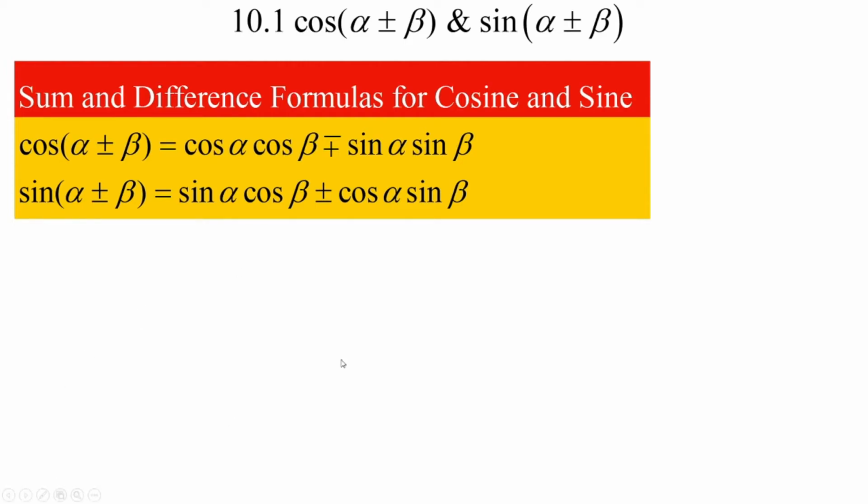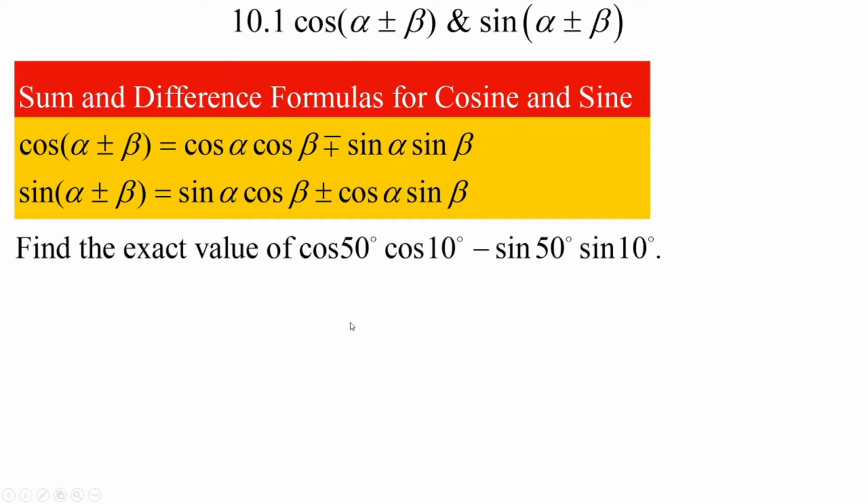All right, so now what are they going to do for us? Okay, we're going through the back door this time. Find the exact value of cosine of 50 degrees, I don't know that, times cosine of 10 degrees, I don't know that, minus sine of 50 degrees, I don't know that, times sine of 10 degrees, I don't know that. But I see cosine, cosine, sine, sine, so we're using the cosine of alpha plus or minus beta, and here's our identity up here. So let's visualize this though on the unit circle.